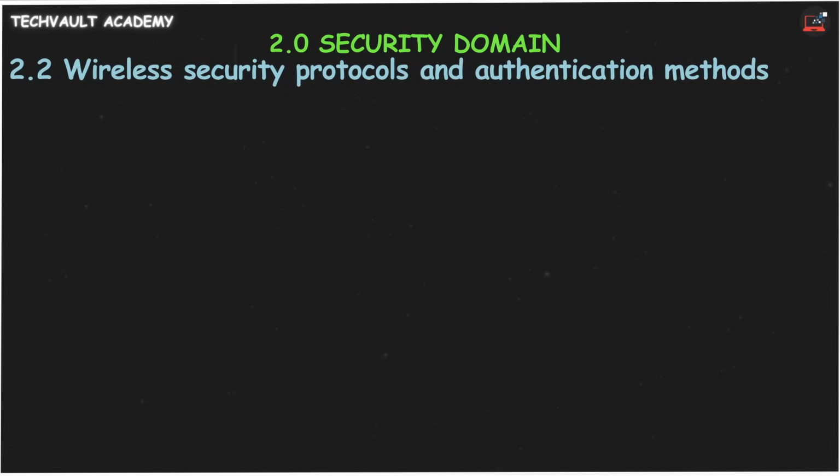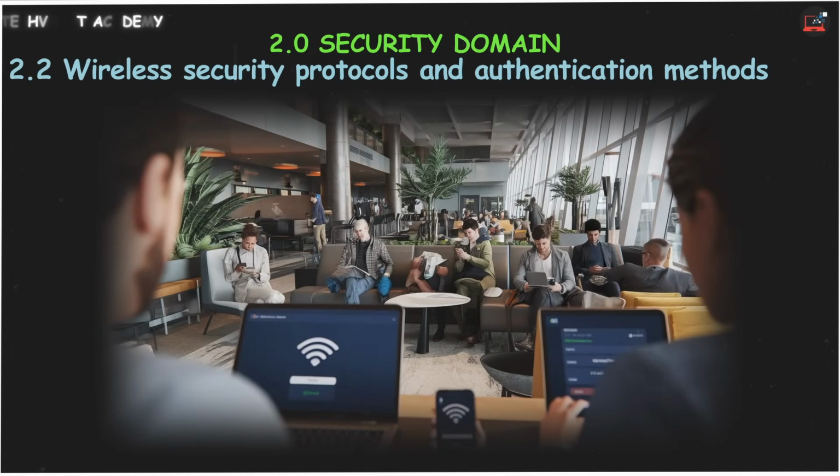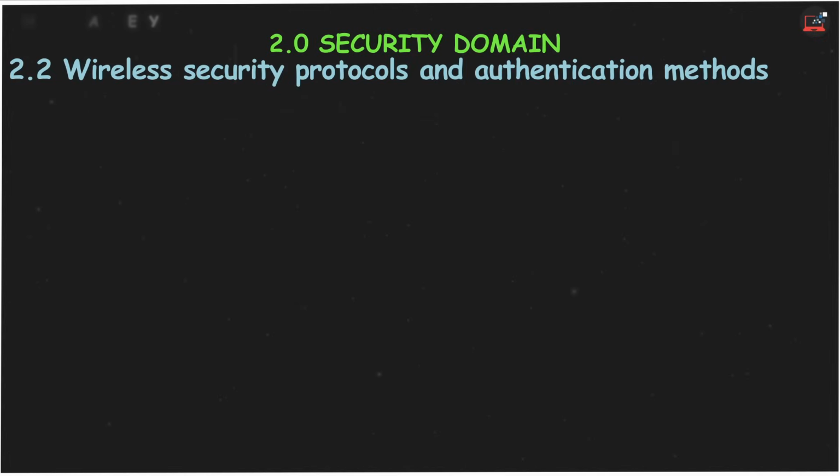Okay, let's decode wireless security. This objective is all about understanding the different ways to secure your Wi-Fi networks and authenticate users. Wireless networks are convenient, but they're also inherently less secure than wired networks because the signal is broadcast through the air. This is why strong security protocols and authentication methods are essential.